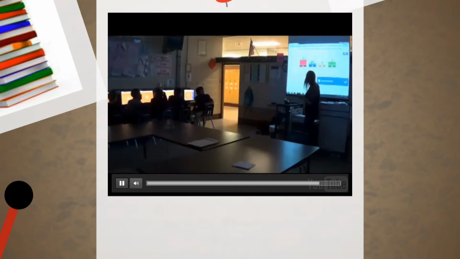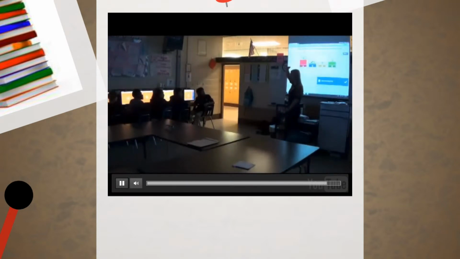At the end of the session, students are given a survey asking, did you learn something? It allows them to individually tell the teacher how they felt about the material.